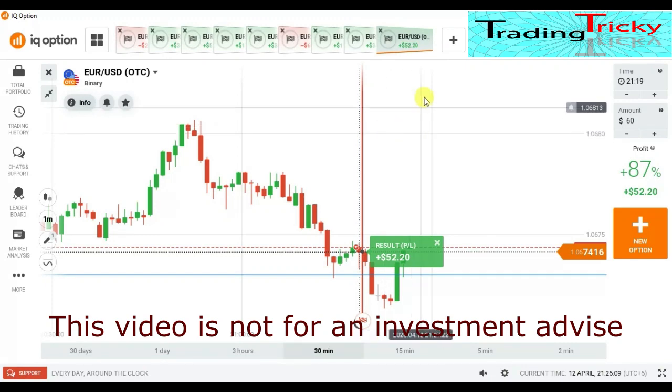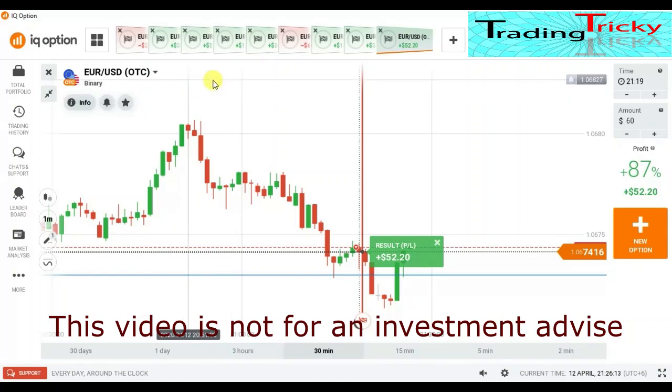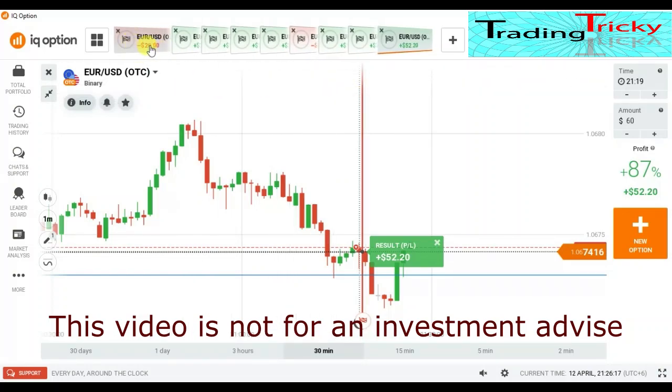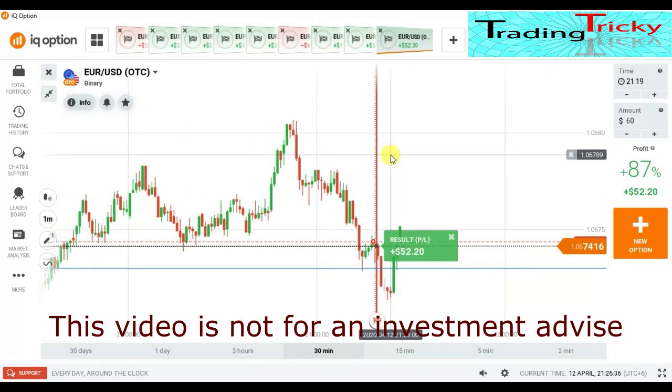But if you place every trade with like $20 or $10, what would be the result? You lost $40, and you lost 10 and 10, $20, but you would win only about $70. So only $50, but I made about $230.